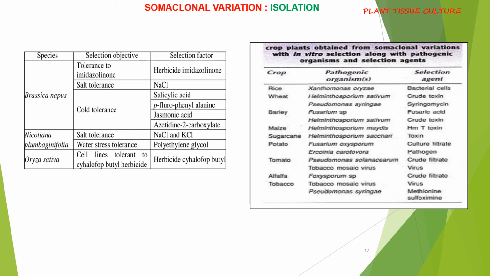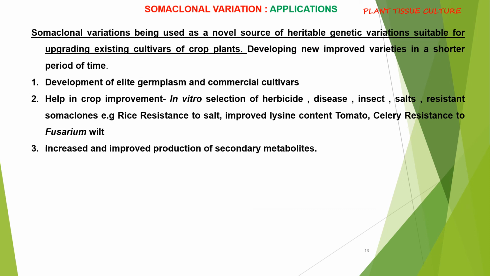Examples of certain agronomically important somaclones achieved by means of selection pressure. Applications of somaclonal variations. Somaclones are a useful source of introducing genetic variations in plants.